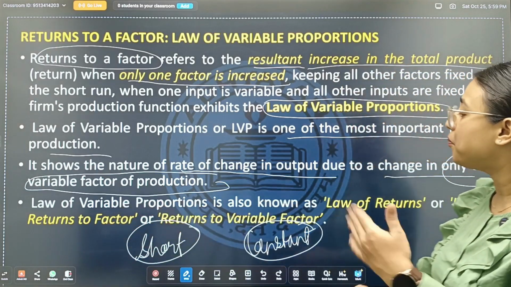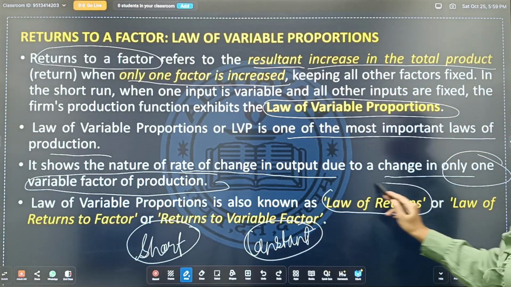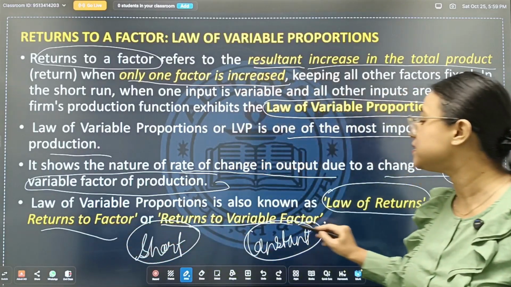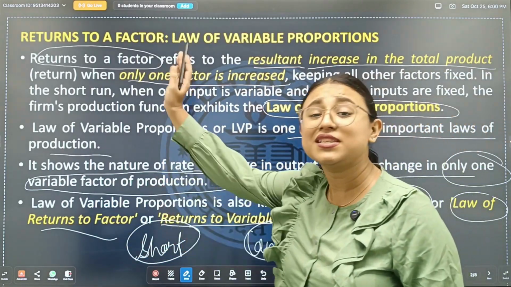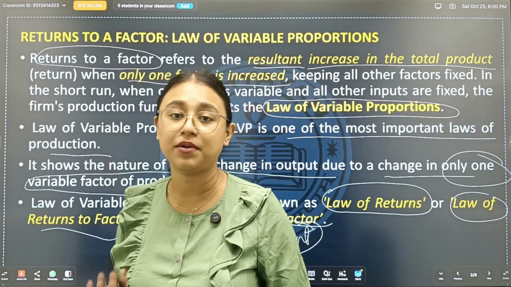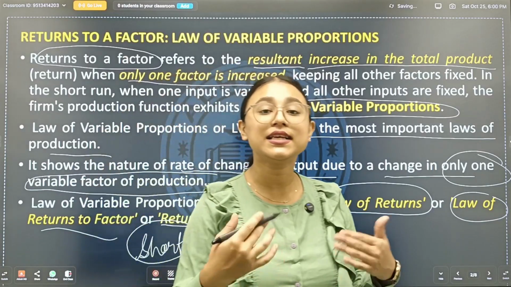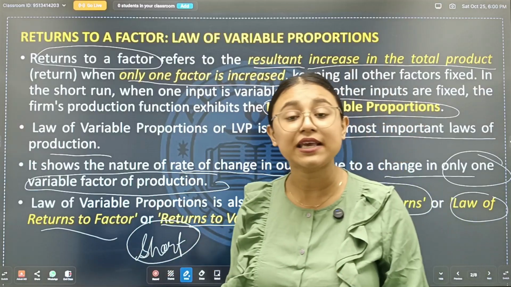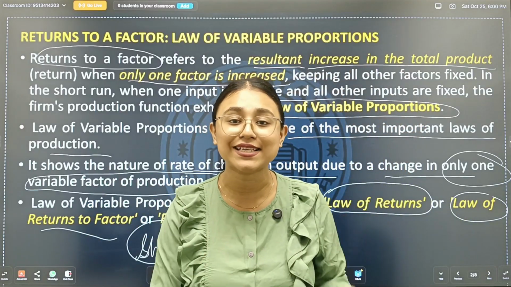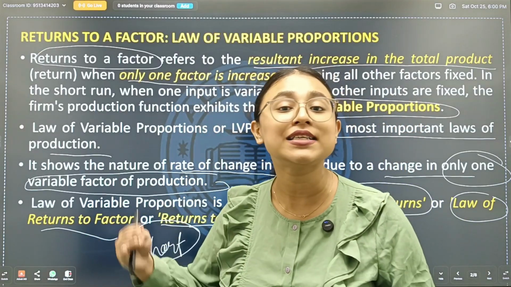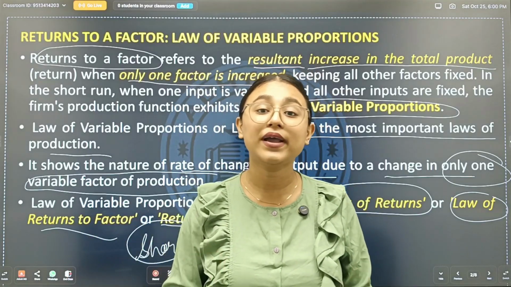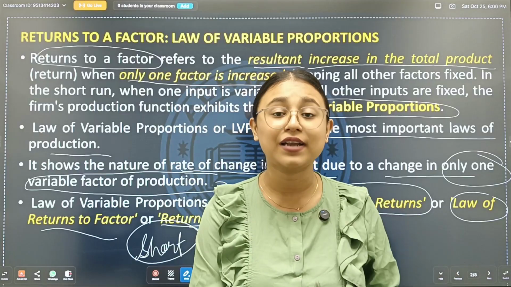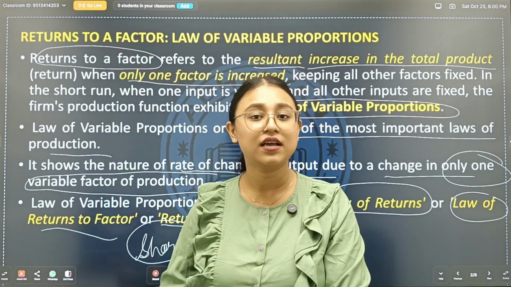Law of variable proportion is also known by different names. It is law of returns, বা law of returns to factor, বা returns to variable factor. So this is the starting point of law of variable proportion. Before understanding the law, this is the starting point. Law of variable proportion exhibits what is the resultant change in the total product when only the variable factors are changed in the short run, keeping the fixed factors constant.